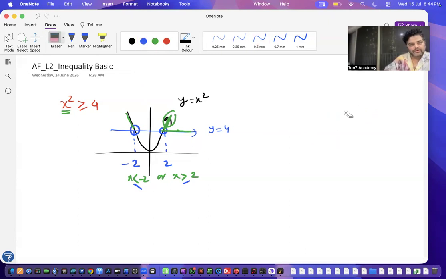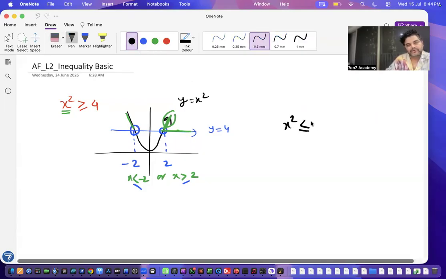Understood? Okay, moving ahead, if I have x square less than or equal to 4, then what would be the answer? So you want the graph to be below this line, so in between minus 2 to 2. x has to be in between minus 2 to 2.